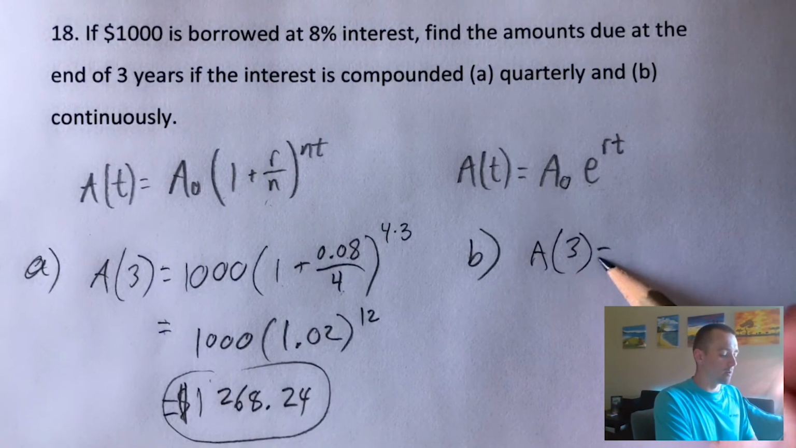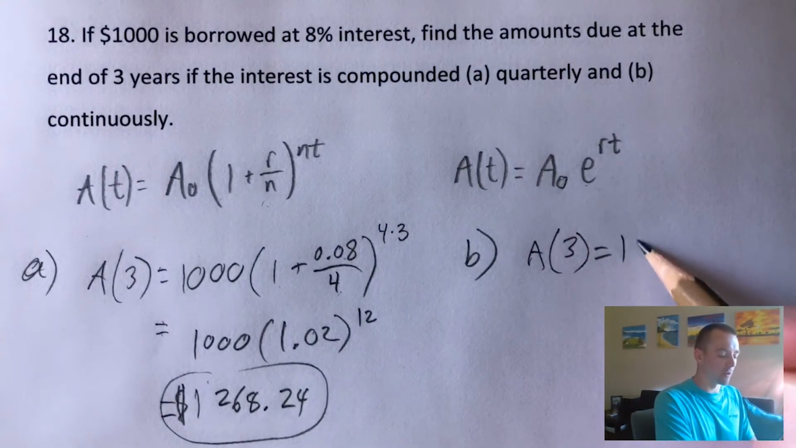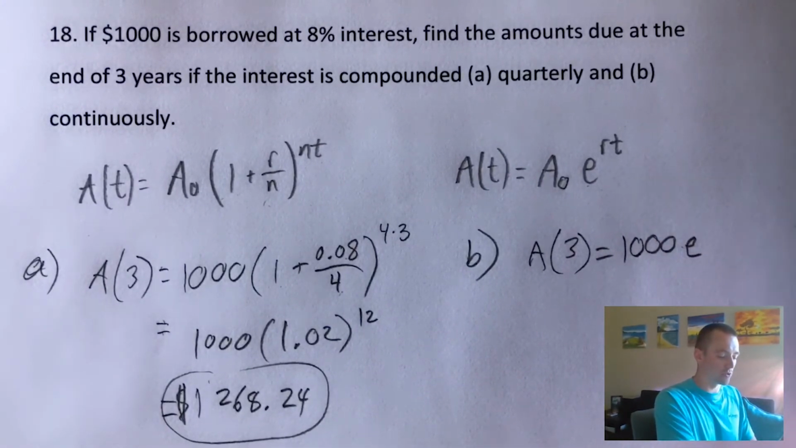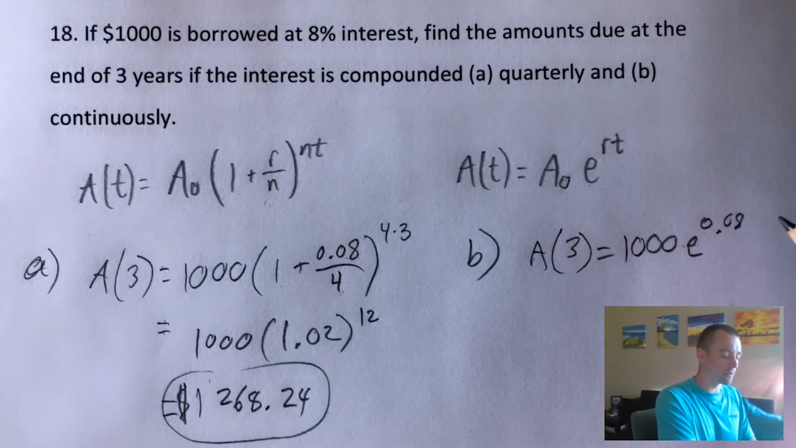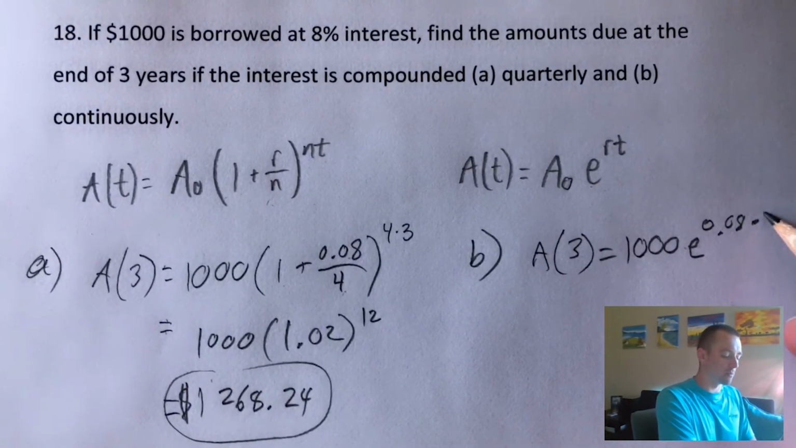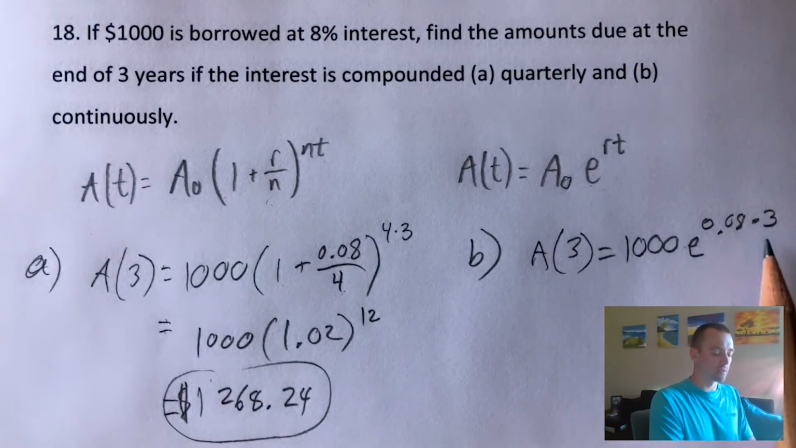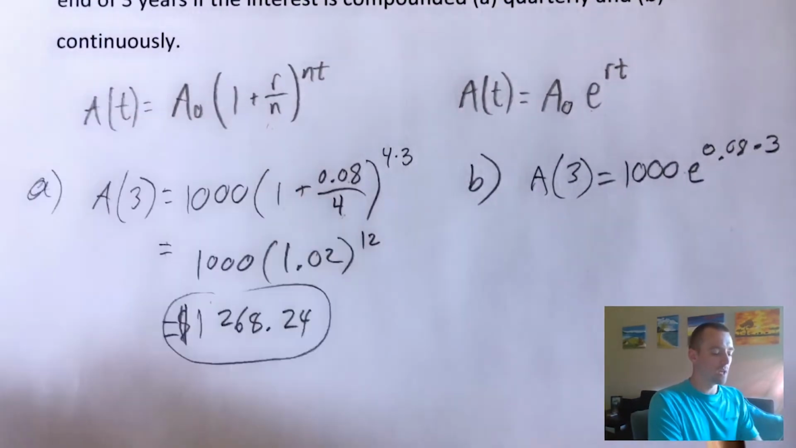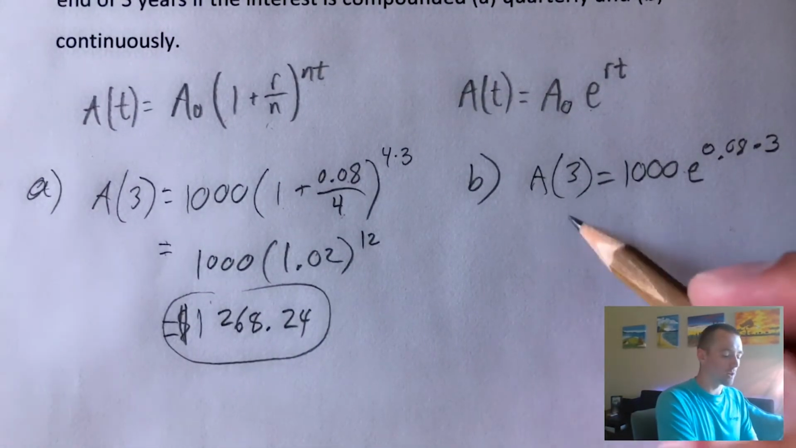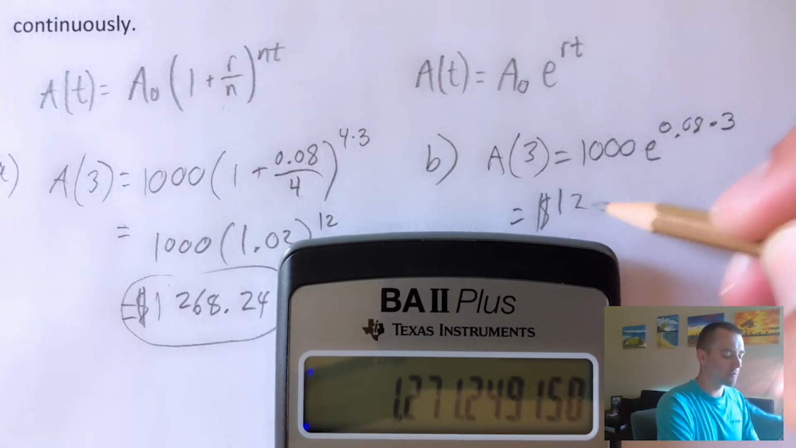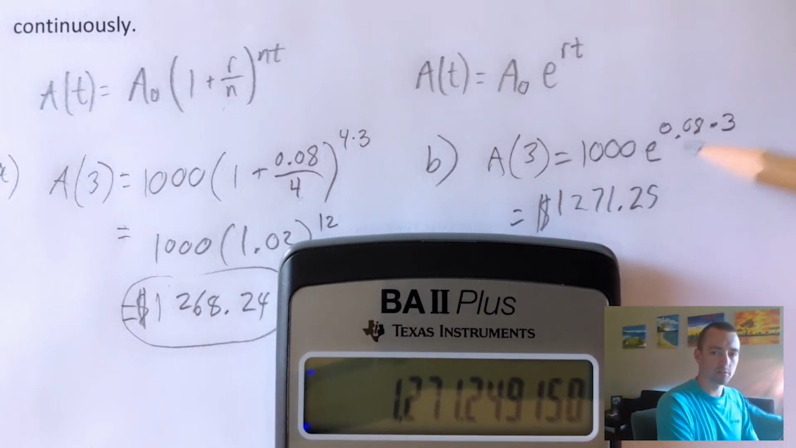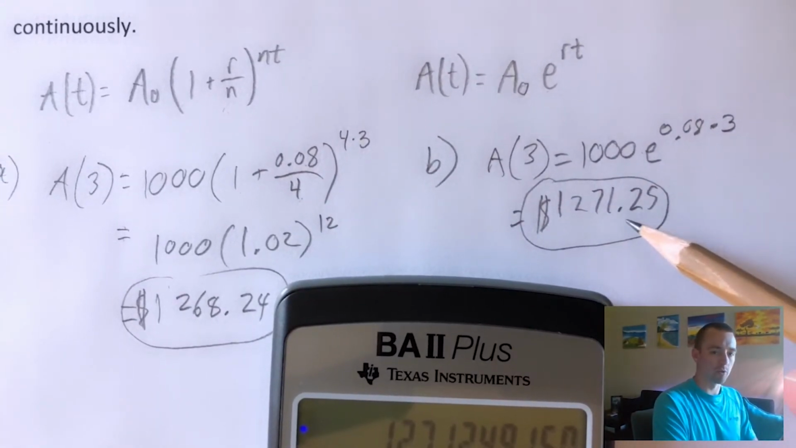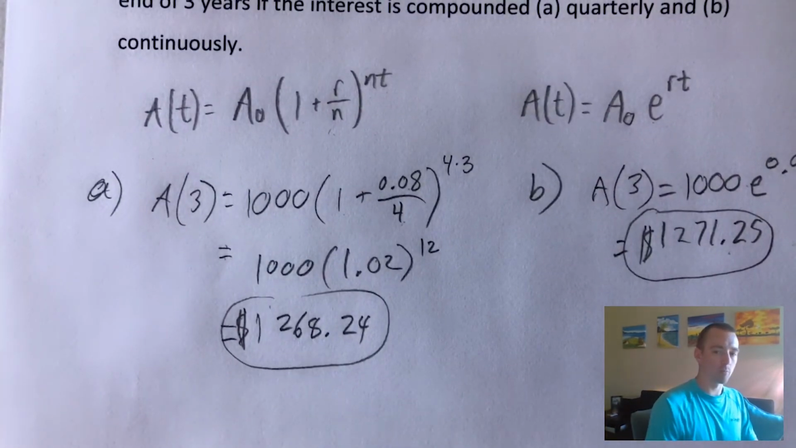And again, we just want to plug in these different pieces. So our A sub 0 is just our starting amount, $1,000. E is always going to be e. And then r, again, is your interest rate converted to a decimal, which is again going to be 0.08. And then your t is going to be 3. So basically we just get this to figure out what our total balance is going to be if it's compounded continuously. And again, we can just plug that into a calculator, and doing that will tell us that we're going to end up with $1,271.25. So again, you can see how close this compounded continuously number is compared to this compounded quarterly number that we got in part A.